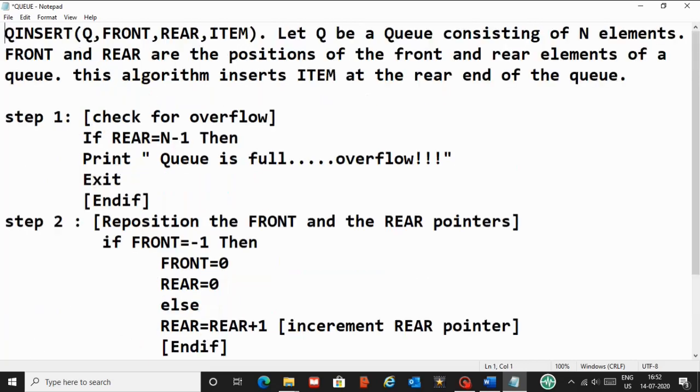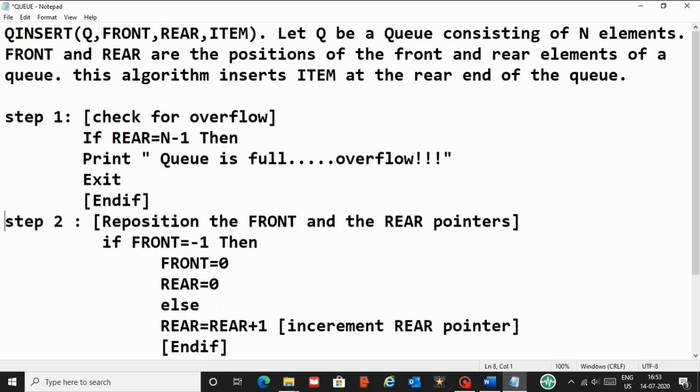See here, what did I do? This ends my algorithm. So first, I checked for the overflow condition. If rear is equal to n minus 1, the queue is full, so overflow. Otherwise, you have to check whether this is the first element to be inserted or not. If it is the first element, you have to reposition the front and the rear pointers, because to begin with they will have minus 1 value. Both front and rear will have a minus 1 value, because there are no elements in the queue. When there are no elements, it will have a negative value, minus 1, because the first subscript value would be 0 once you enter the elements.